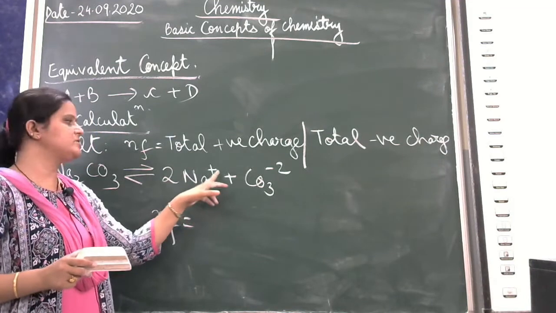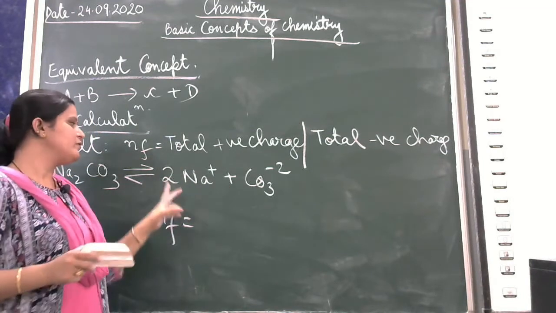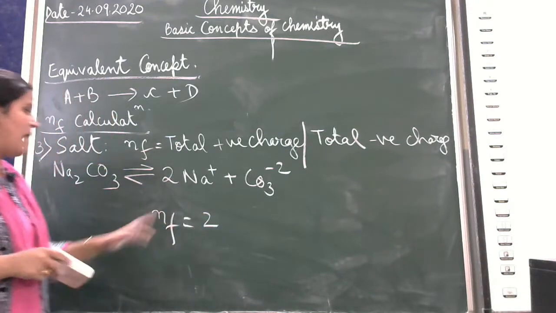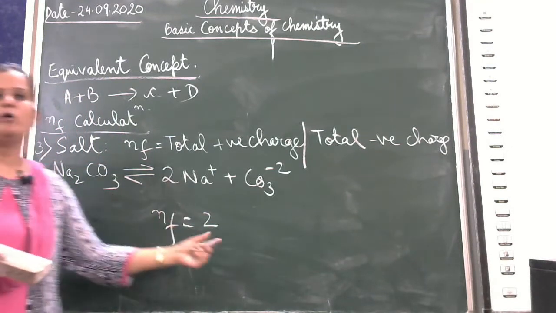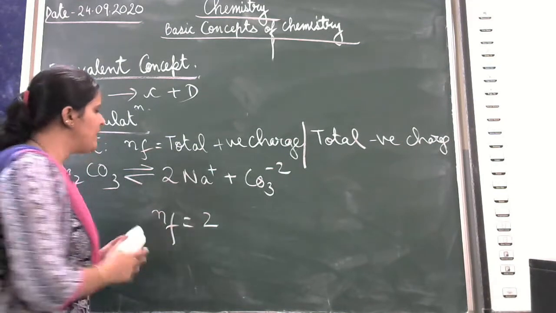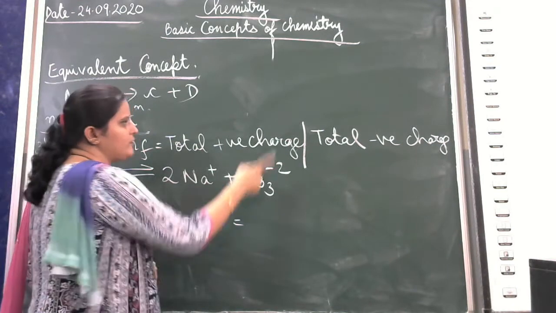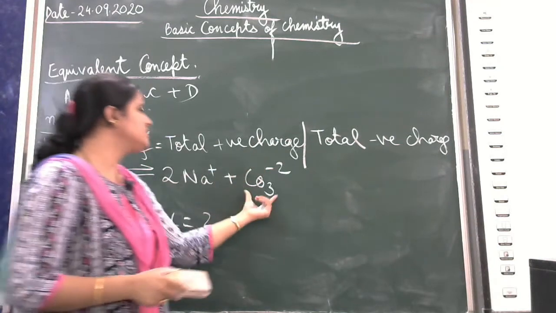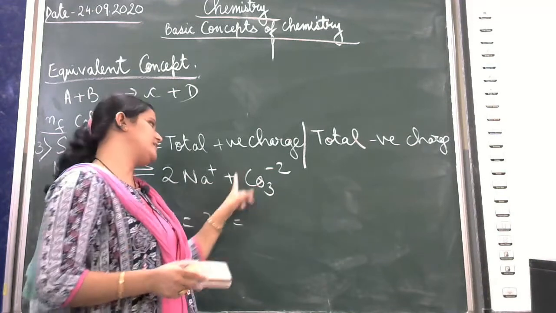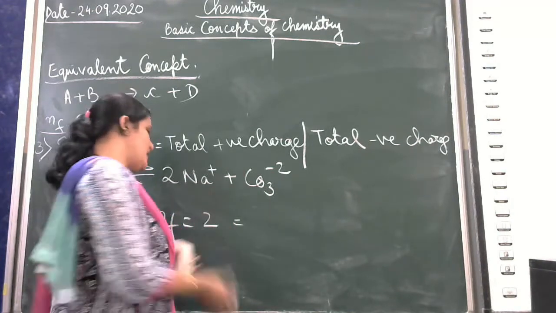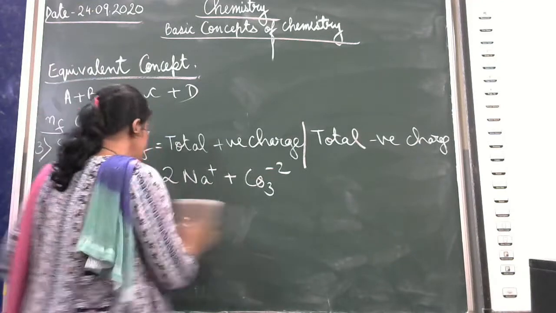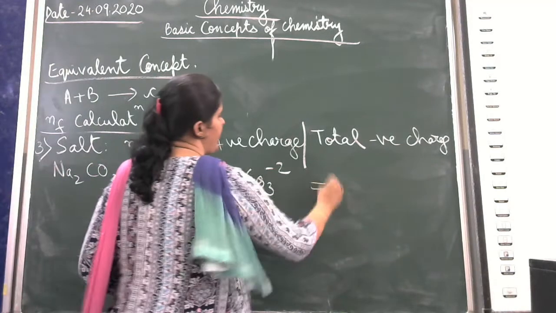sodium ion, it is 1 plus 1. For 2, it will be plus 2. But remember, n factor is only a number. It does not have any sign. Okay. Similarly, if you would have calculated total negative charge, what is the total negative charge? For this carbonate ion, it is minus 2. And there is only one carbonate. So again, it becomes 2, isn't it? So for this salt, n factor is what?